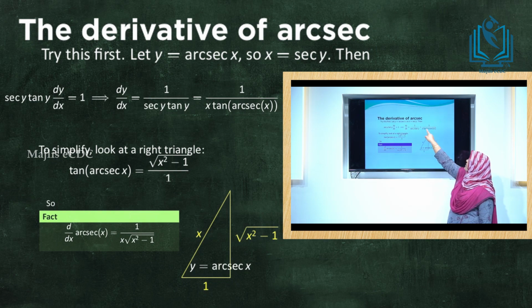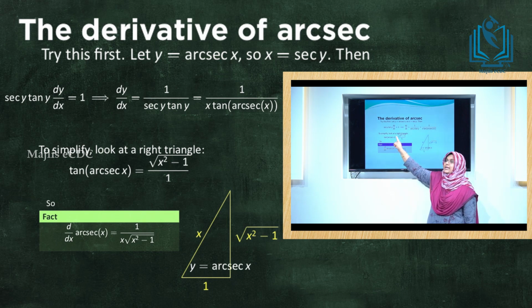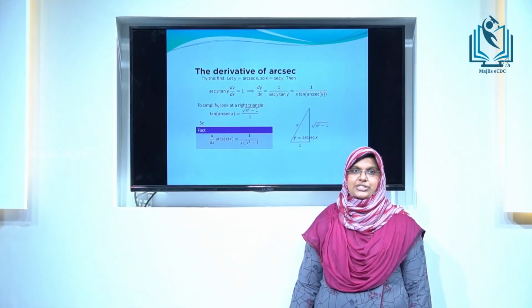We want to find tan of arcsec x. We see the right angle triangle and we can find tan(arcsec x) = √(x² − 1)/1. That is d/dx of arcsec x = 1/(x√(x² − 1)). Thus, we can find the derivative of all inverse trigonometric functions.